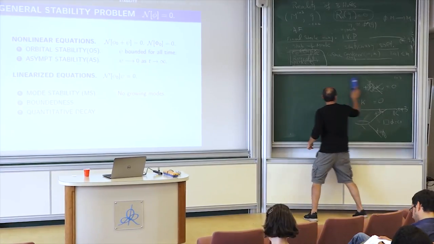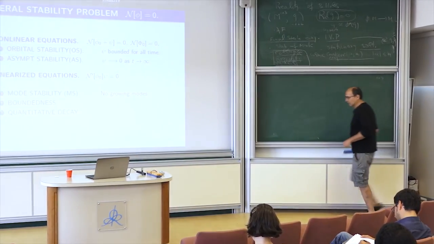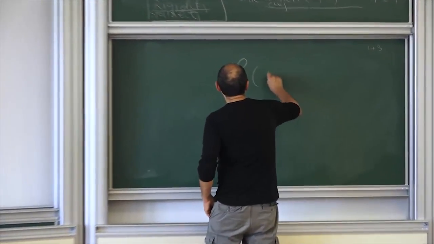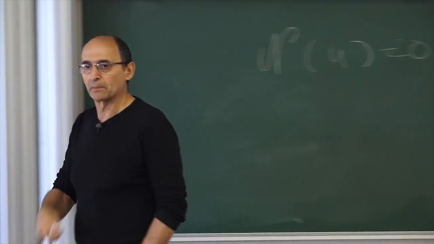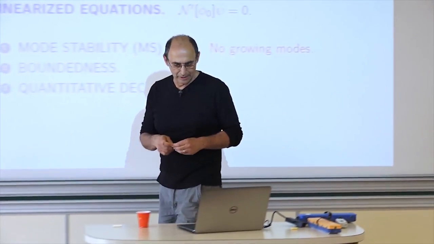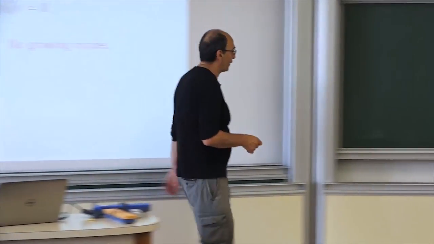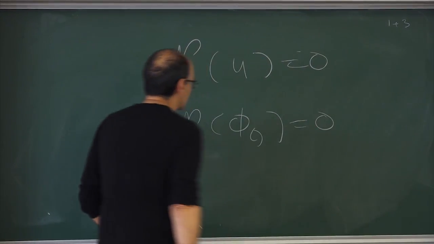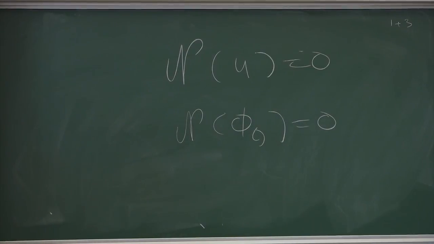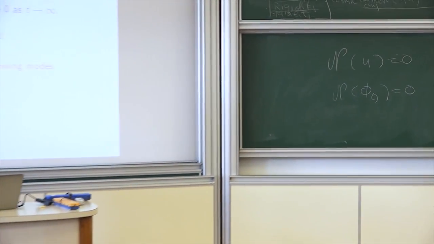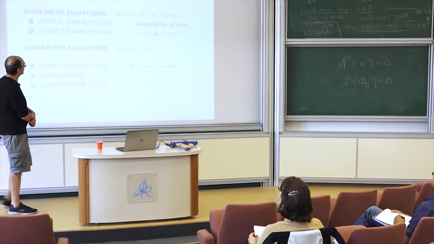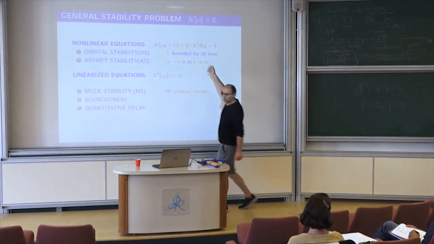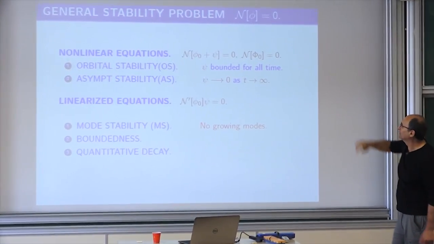So I'm going to address exactly the issue raised by Slava. Let's discuss it in full generality. Let's imagine that I have a nonlinear problem that I have to solve, N of u is equal to zero, right? This can be an ODE or a partial differential equation, something very general. And let's assume that I have a solution phi zero, so N of phi zero is equal to zero, right? And I want to talk about various notions of stability. You can think of phi zero as not just any solution, but say a stationary solution, something which doesn't depend on time.